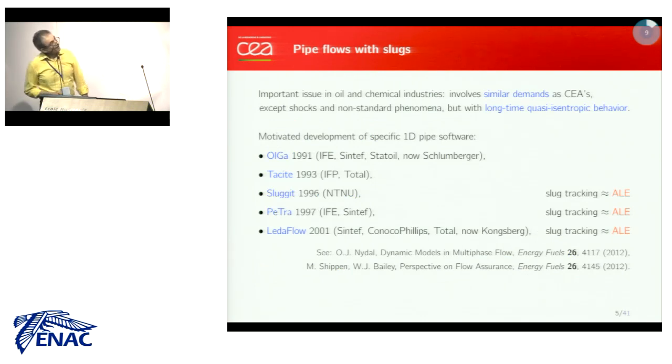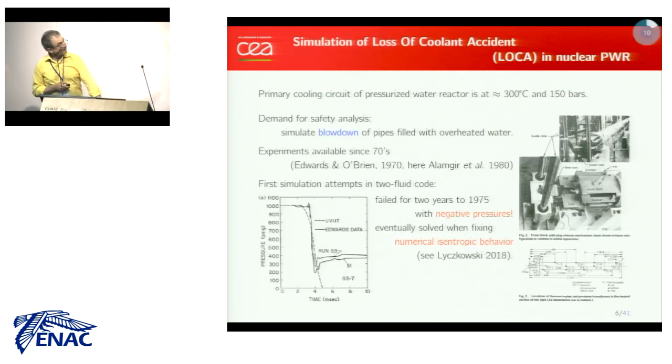So, other industrial contexts: pipe flows with slugs. This is of interest in many industries, especially the oil industry. So there's been a lot of developments in this area, and all these codes are 1D codes, okay? And they sell at hundreds of thousands of dollars per year and per processor, okay? And they have issues with entropy, of course.